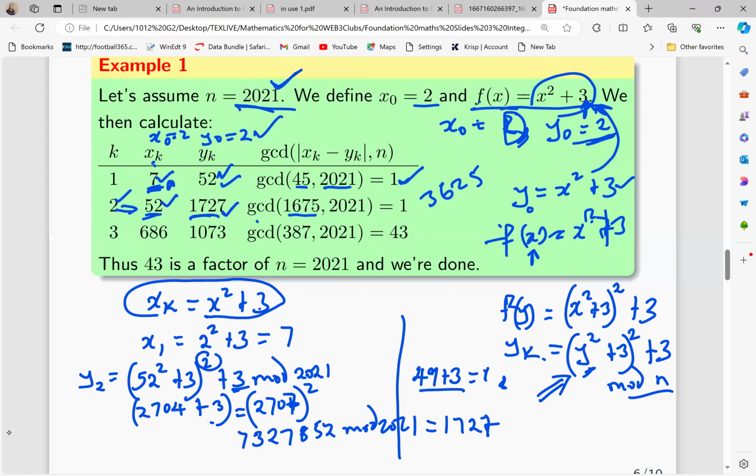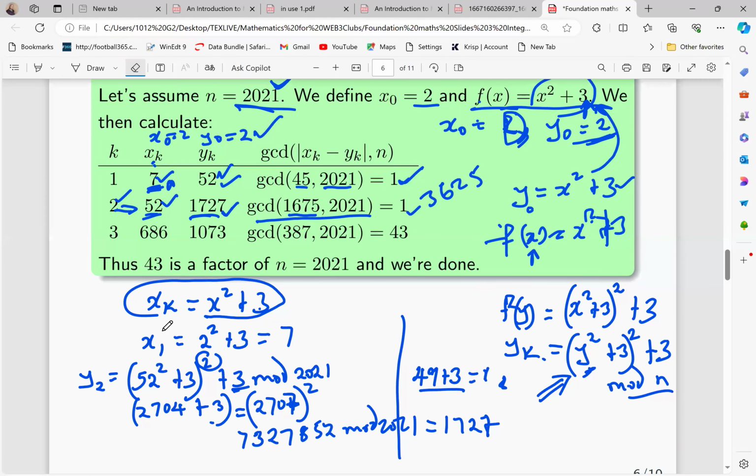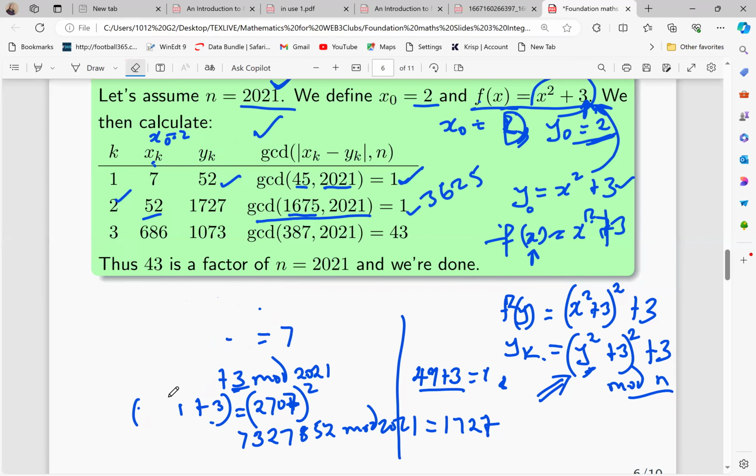Find this GCD using the Euclidean algorithm. You'll find 1. When you find 1, it means you continue. You find x3. Let's find x3 and y3. So we found x2, y2, and our GCD was 1 at the end. So that means we proceed.